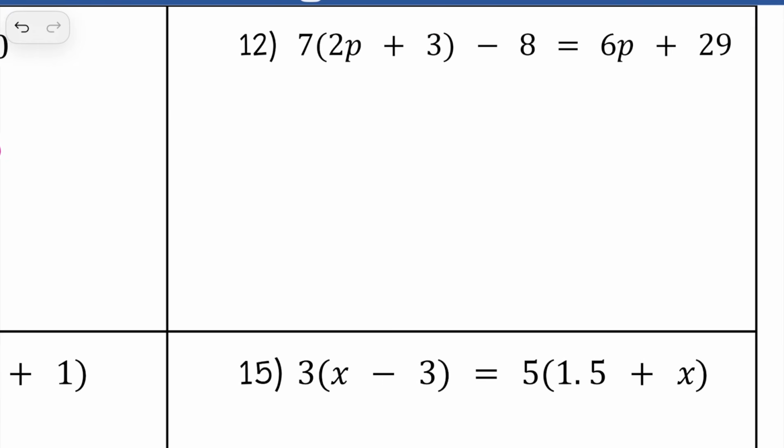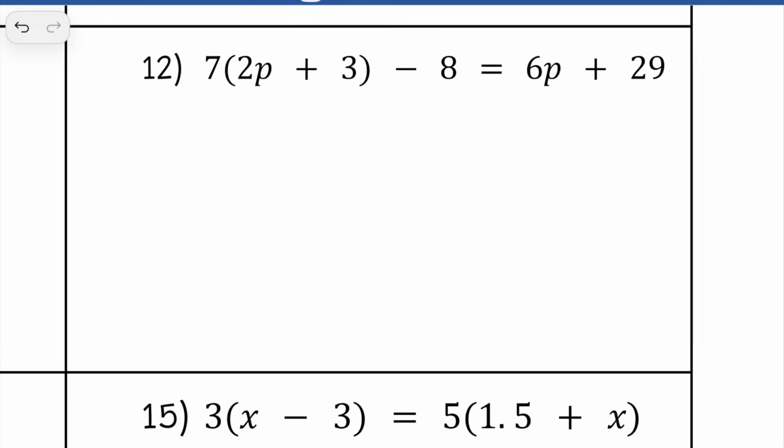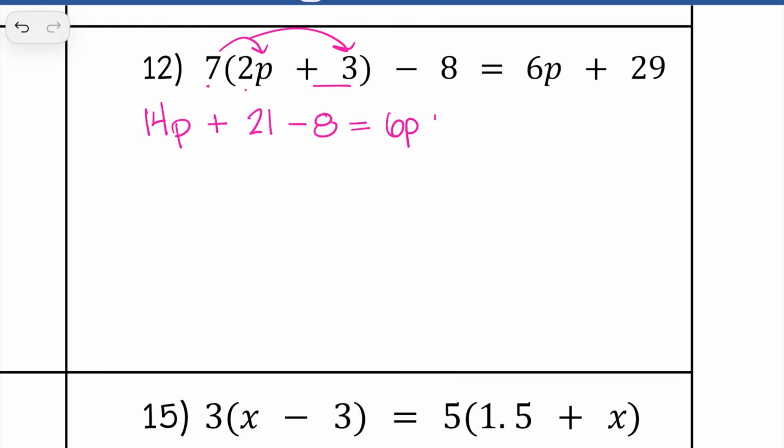All right, number 12. Now this one's a little bit more complicated, but there are parentheses here. So those are going to be eliminated first. We're distributing a 7. So I'm doing 7 times 2p, so that'd be 14p. Now 7 times positive 3 is positive, so I'm writing a plus 21. That minus 8 comes straight down along with the equals, 6p, and then the plus 29. So the rest of it came straight down.